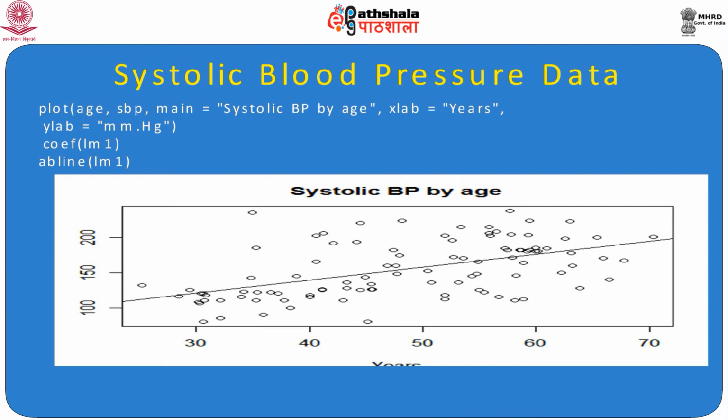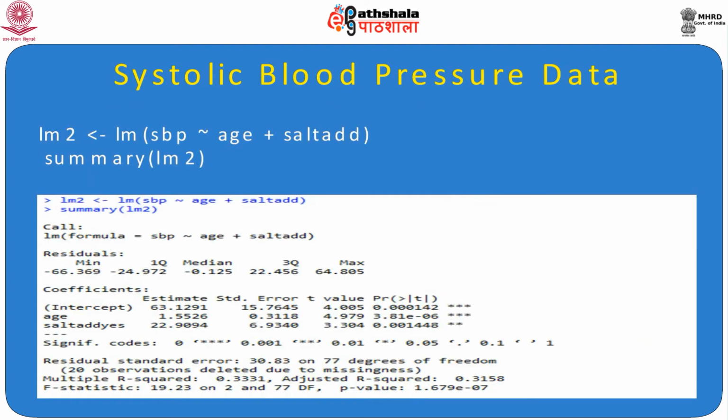Next, we explore the relation of systolic blood pressure with age and salt intake, salt add as written here. So it's assigned to LM2. LM of SBP with age and salt add, with summary of LM2, has been given here. The intercept is estimated as 63.12 with standard error 15.76.